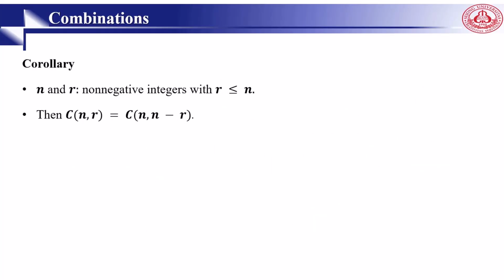Corollary: let n and r be non-negative integers with r less than or equal to n. Then the combination of n and r equals the combination of n and n minus r. How do we prove this one?